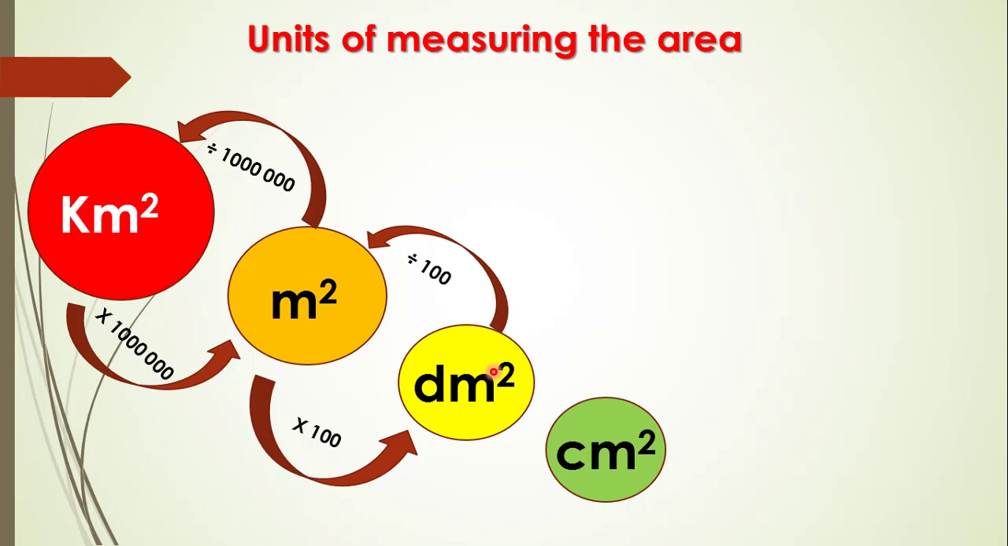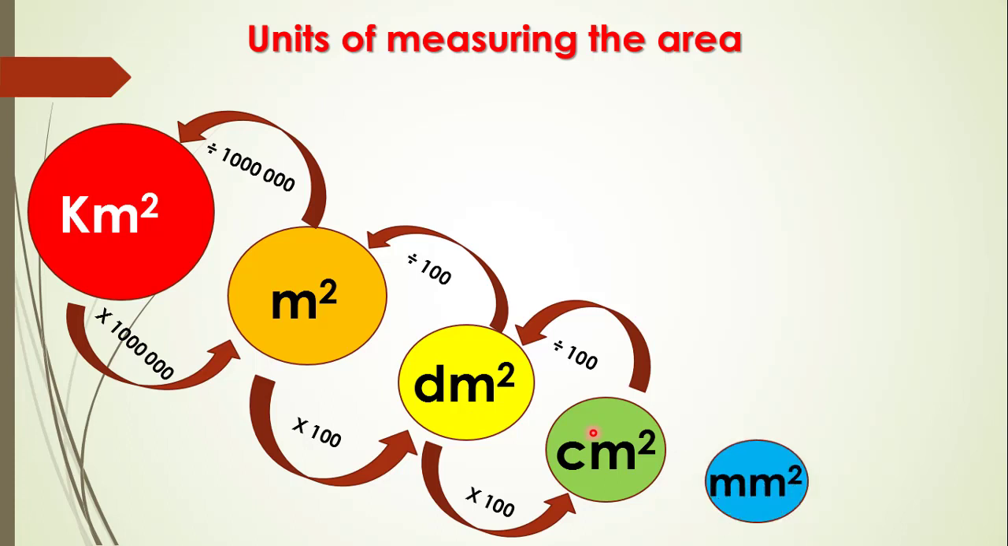We have centimeter squared. By the same way, if you want to convert from centimeter squared to decimeter squared, divide by 100 and multiply by 100 if you want to convert from decimeter squared to centimeter squared. The smallest unit is millimeter squared. By the same way, 1 centimeter squared equal 100 millimeter squared. So if you want to convert from centimeter squared to millimeter squared, multiply by 100. And if you want to do the opposite, divide by 100.